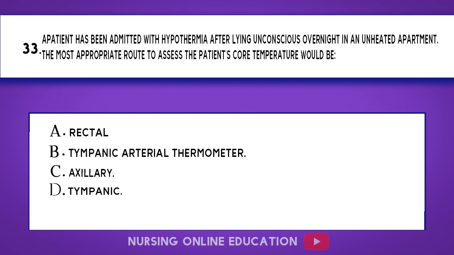33. A patient has been admitted with hypothermia after lying unconscious overnight in an unheated apartment. The most appropriate route to assess the patient's core temperature would be A. Rectal, B. Tympanic arterial thermometer, C. Axillary, D. Tympanic. The answer is option C, axillary.